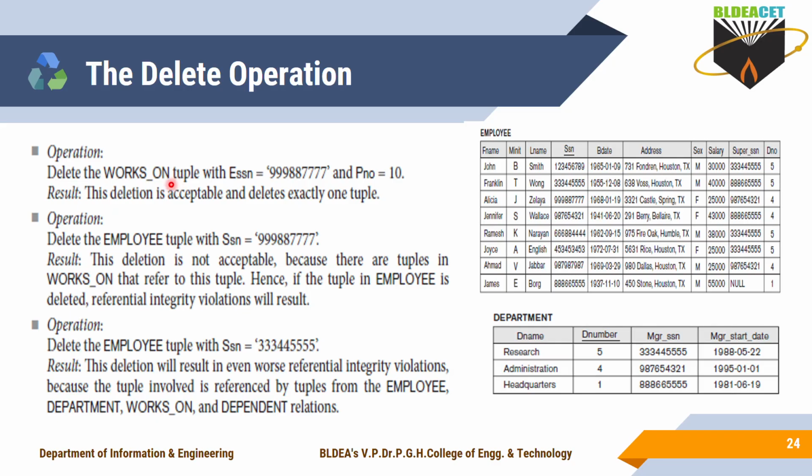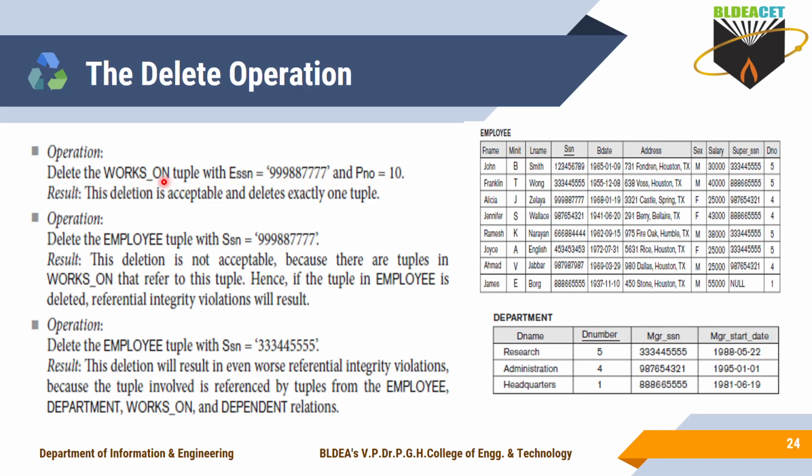Delete the relation name tuple with, where "tuple with" is again a keyword. Next is the attribute name equal to the attribute value. If you want to specify multiple attribute values, you can use AND as a conjunction to add them here.